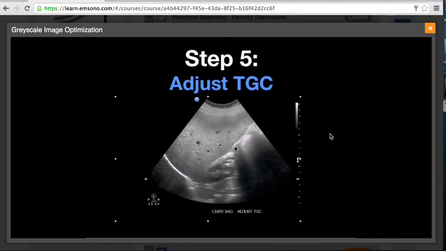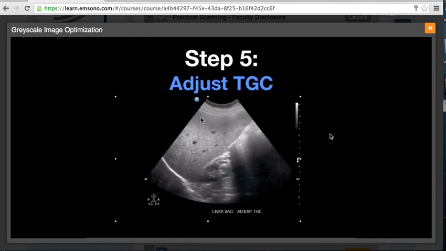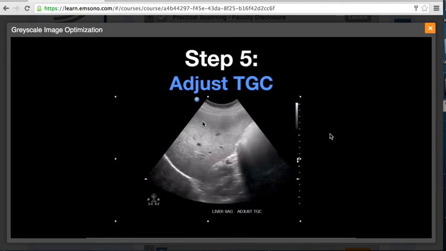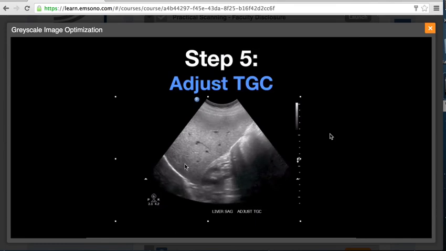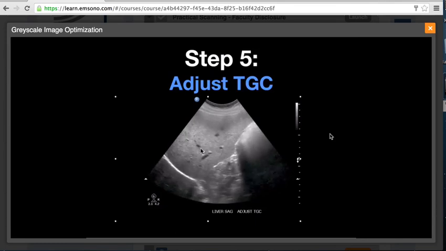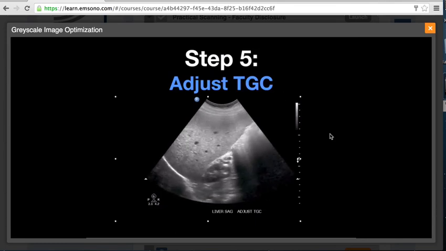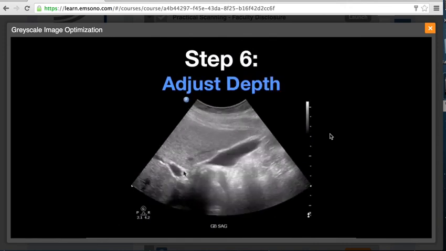Next, you're going to want to adjust the time gain compensation if necessary. You're going to want to make sure that here the liver in the near field looks like liver in the far field, and you would do this by adjusting the time gain compensation. Next, you can fine-tune your depth. Make sure that the target organ is in the center of the screen. This will allow you some visualization posteriorly here as well as anteriorly for any adjacent pathology.